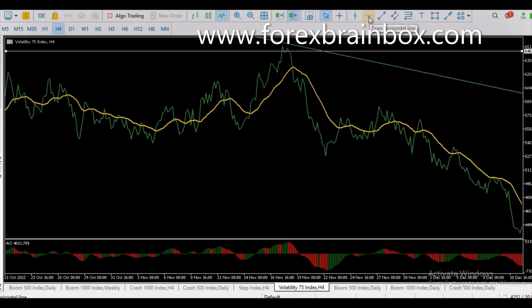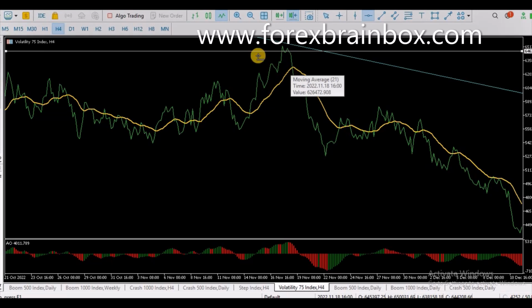So I'll pick my horizontal line. You see where the market moved up and came down. This is the 4 hour chart. I'm going to go to 1 hour and show you something that will make you enter the market much earlier than 4 hours.